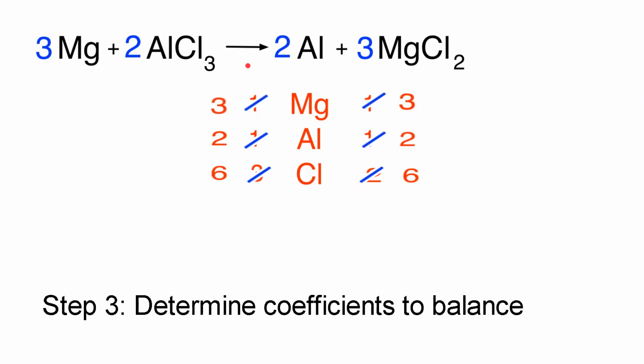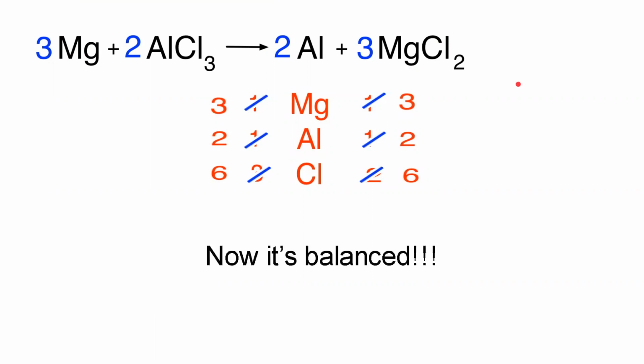Now you check if they're even. There's 3 Mgs here and 3 Mgs here, that's good. 2 Als here, 2 Als here, that's good. 6 Cls here, and 6 Cls here. So that's all good. And this would be the final balanced equation. So now it's balanced.